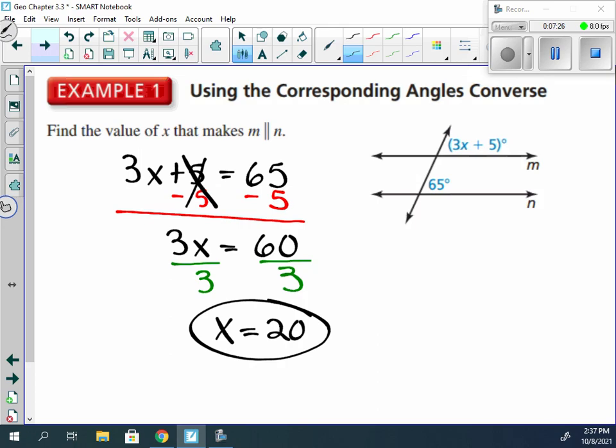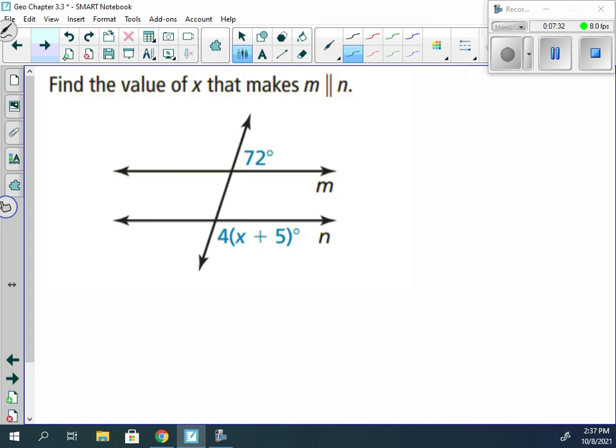Any questions on this here? Are you ready for the next one? Find the value of x that makes these two lines parallel.